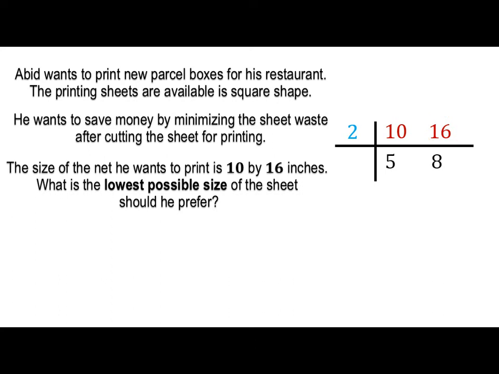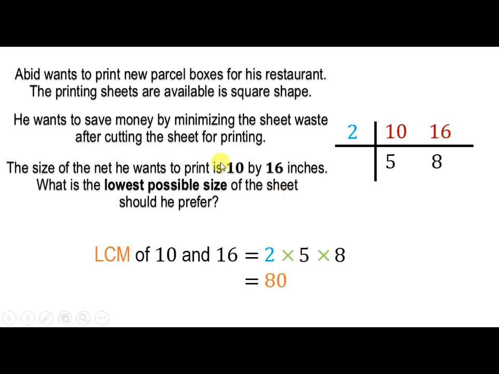Then we cannot select any prime number that could be used to divide both 5 and 8, so we have to stop here, and we simply find the LCM by multiplying the common prime factor, which is 2, and the remaining factors, which are 5 and 8. So if you multiply, the answer is 80. That means the LCM of 10 and 16 is 80. In the context of this question, you can say that Abid should buy a sheet of 80 inches by 80 inches, then he will not have any wastage after cutting the net of 10 by 16 inches.